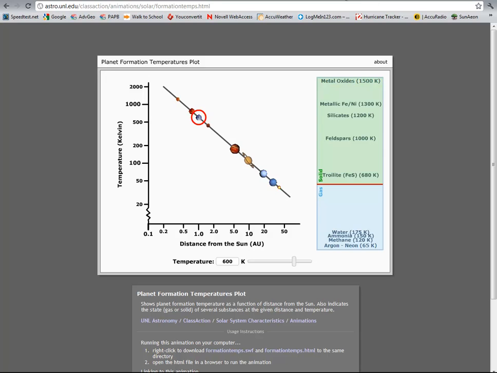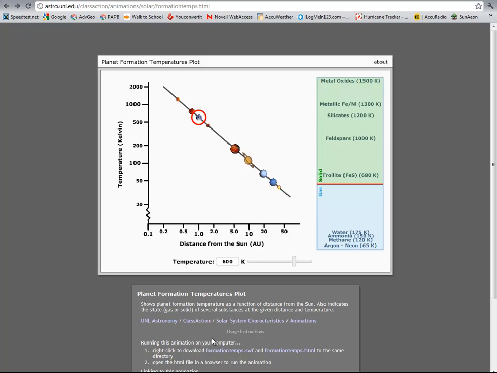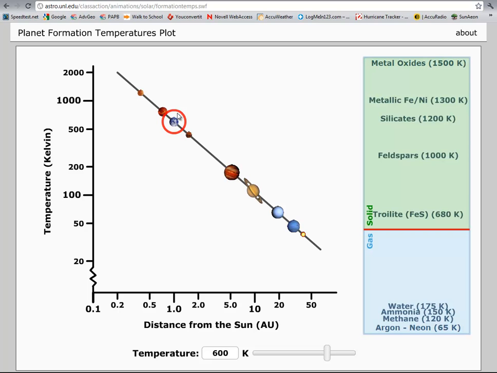This one is also from the university, and I'm going to change this HTML to SWF, and what that does is make it larger. If I go back to this site, you can download that Shockwave right there if you want to, and there's also a Word document to see if it makes sense to you. Let me go back, let me go forward. What this does is show the temperature of where these planets formed. Third rock from the Sun is the Earth. We formed at around 600 K.